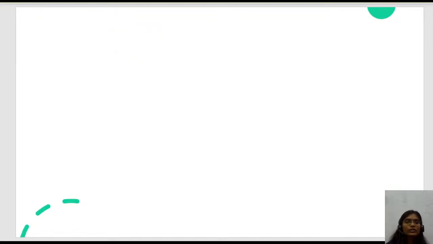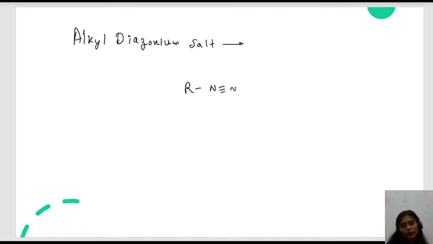But be noted, this is a knot for you: alkyl diazonium salt is not that much stable. Be noted, alkyl diazonium salt is not very stable. If you remember in the previous class, we discussed that if it is formed, it quickly breaks, N2 gas is released, and a carbocation is generated.